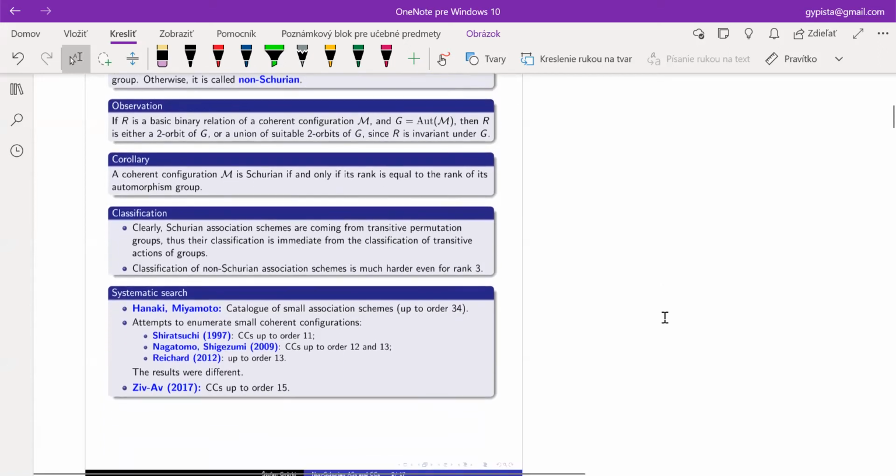That means that a coherent configuration is Schurian if and only if its rank is equal to the rank of its automorphism group. By the rank of a coherent configuration, we mean the number of its relations, and by the rank of a permutation group, we mean the number of its 2-orbits. So if these 2 numbers are the same, then clearly all the relations correspond with the 2-orbits of the automorphism group. So the coherent configuration is Schurian.